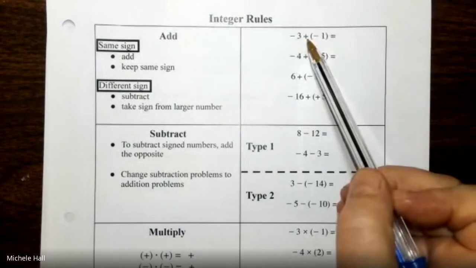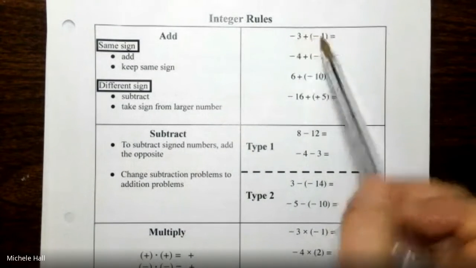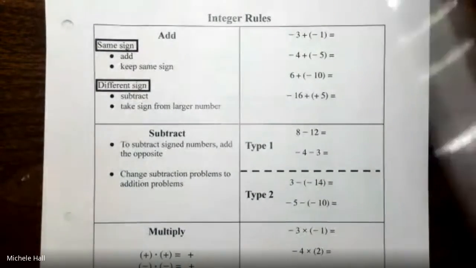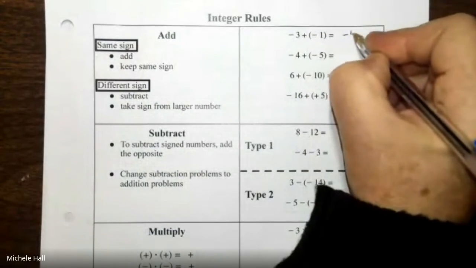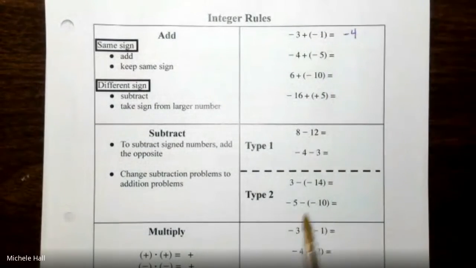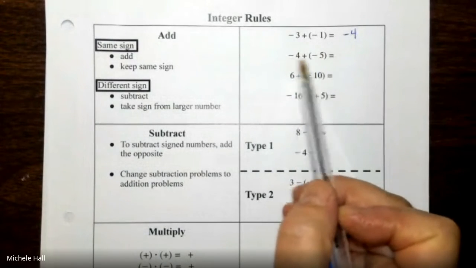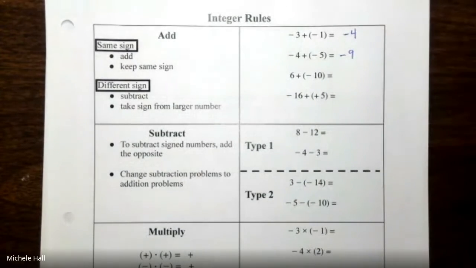On the first one, we are adding a negative and a negative. I am adding the same sign. When I add the same sign, I add it up and keep the same sign. -3 plus -1 is -4. -4 plus -5, I'm adding the same sign. I add them up and keep the same sign, -9.